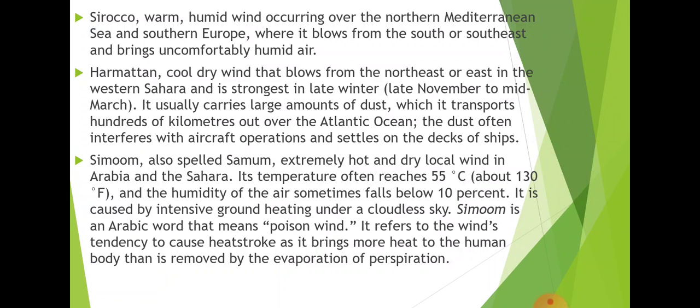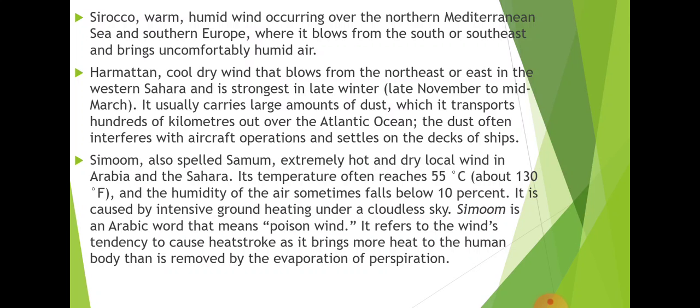The next dusty wind is the Simoon, also spelled Samoon, Simum, and Samum. It is an extremely hot, dry local wind in Arabia and the Sahara. Its temperature often reaches 55 degrees Celsius, and the humidity of the air sometimes falls below 10%.